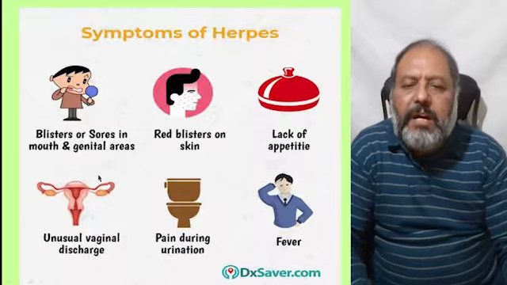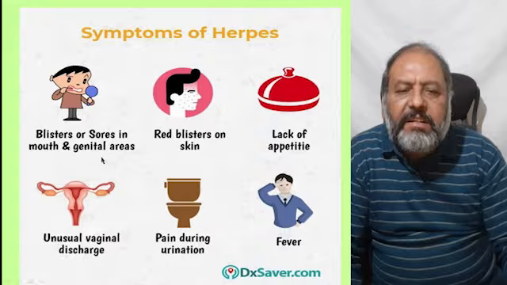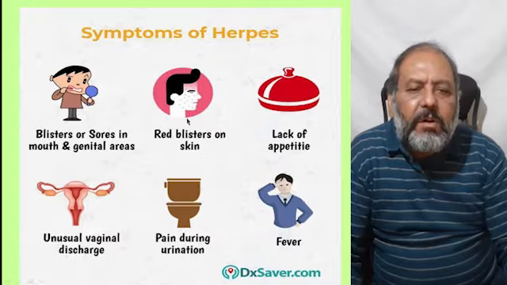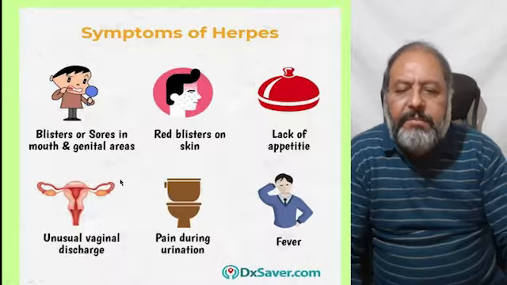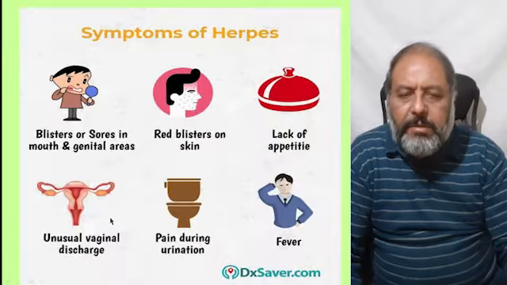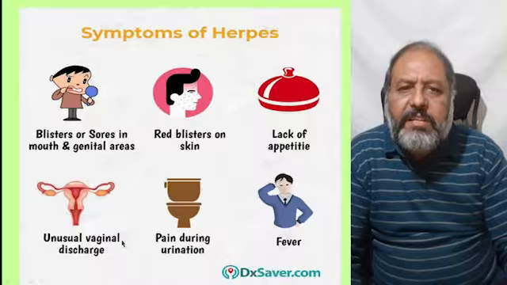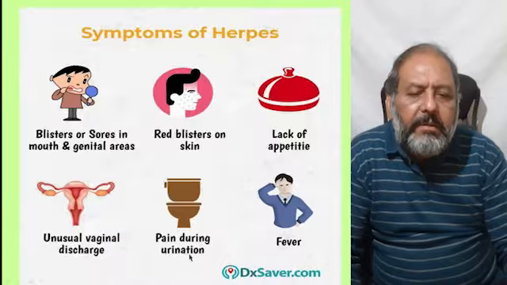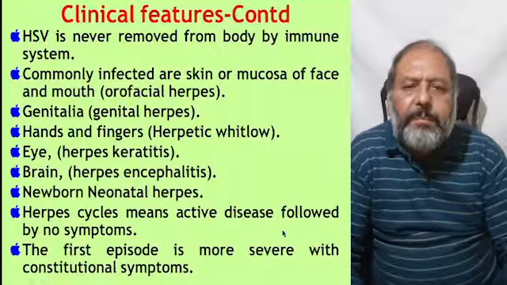Now, symptoms of the herpes: blisters or sores in the mouth and the genital areas, red blisters on the skin, and lack of appetite. There is unusual vaginal discharge if there is involvement of the sex partner and there is HSV2 involvement, and pain during urination if the urinary system is involved, and the fever. These are the symptoms of herpes.